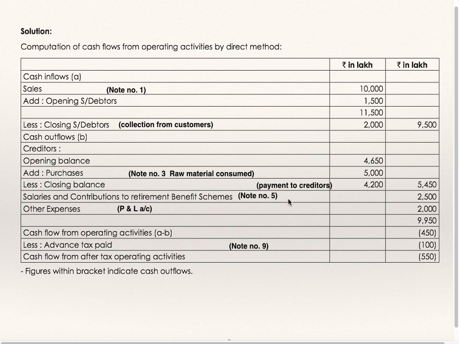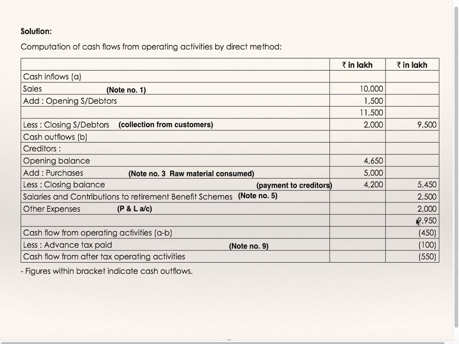Salaries and contributions to retirement benefit scheme, note number 5. No opening and closing salaries and wages are given. So whatever is given in the profit and loss account is paid. Other expenses, whatever you get in the profit and loss account is paid. No opening, closing.